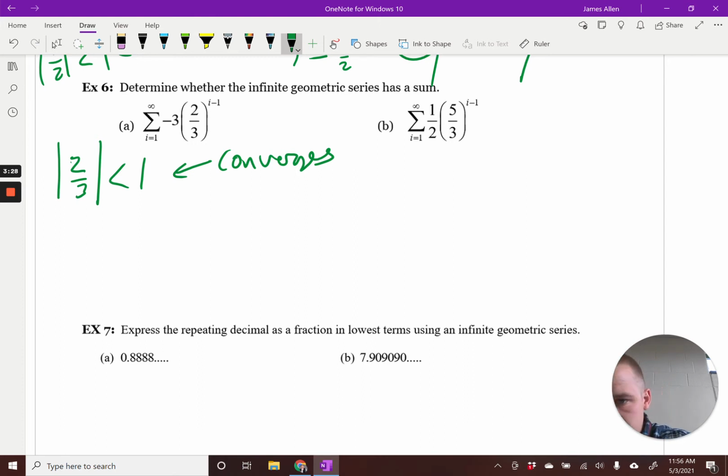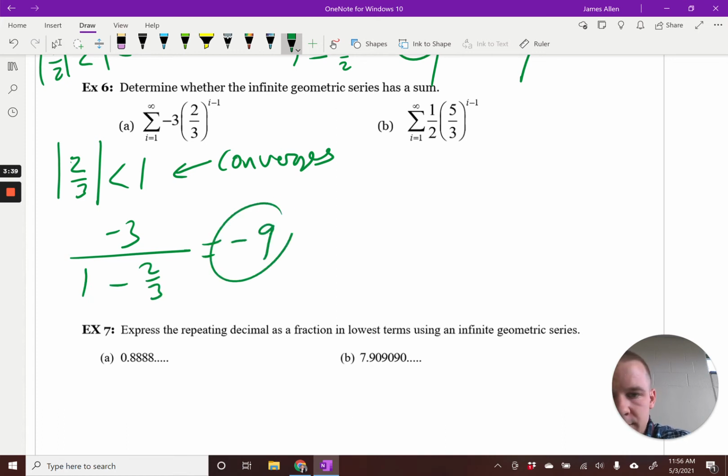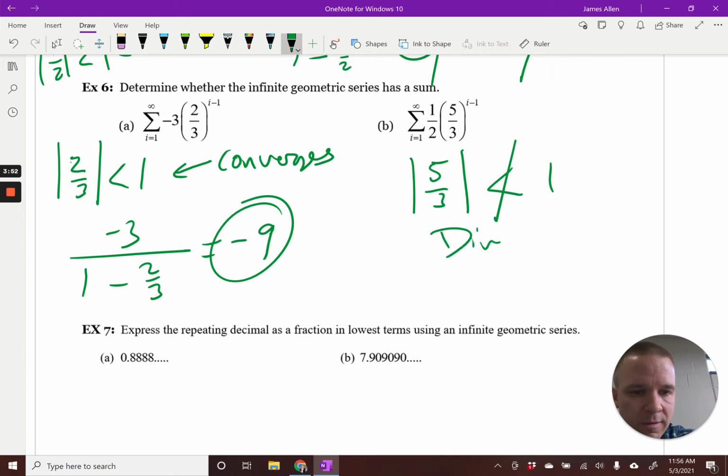Ready? So I would have my first term, -3, divided by 1 minus 2/3. That's going to give me -9. Or you try plugging it in your calculator. But again, this one didn't really ask for it, so we could have just said if it converges or diverges. Here, 5/3. I think you can already see it. Not less than 1. Diverges. Okay? So no sum, no sum, no sum.